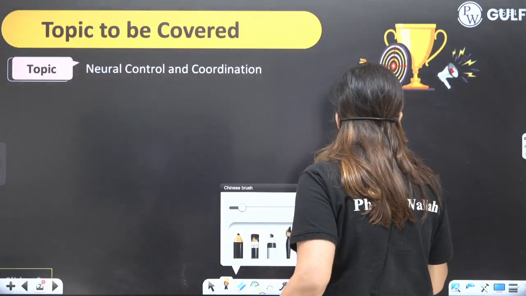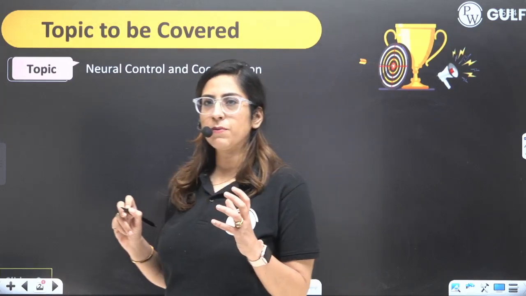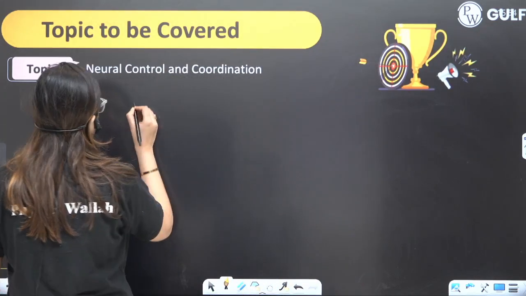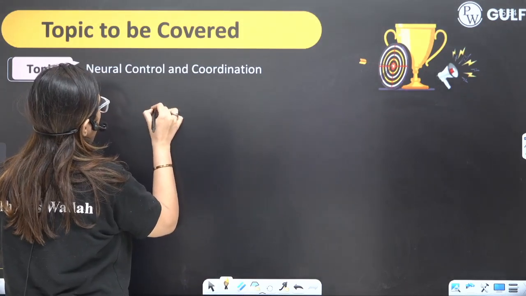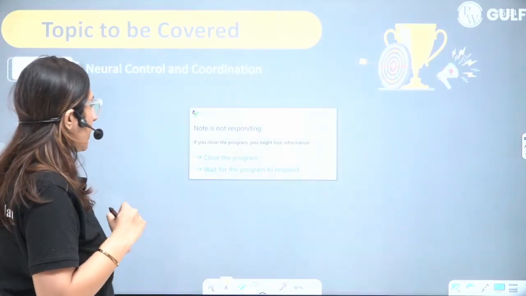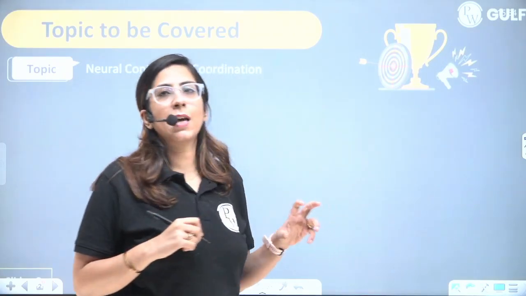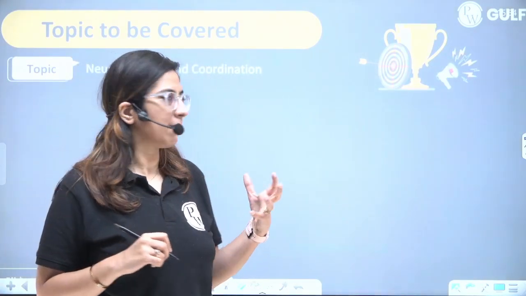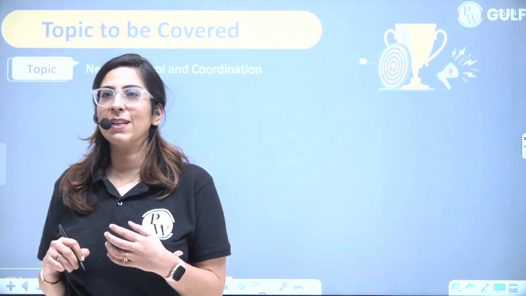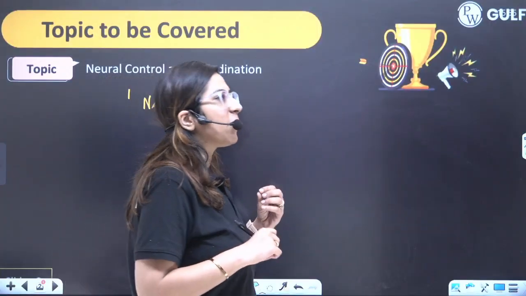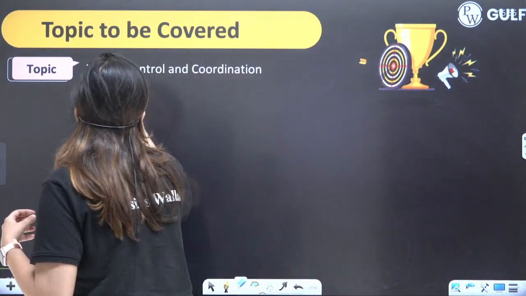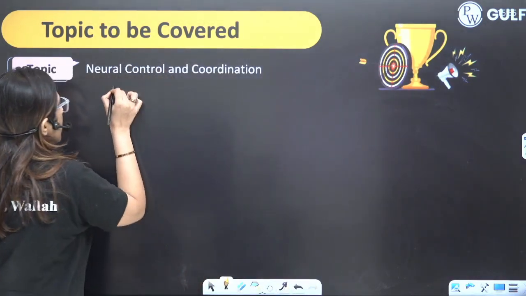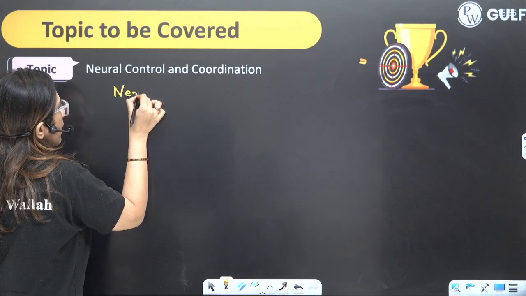What are the further subtopics of this chapter? The neuron. First, I will be talking about the nervous system. We'll wait for some time so that our screen is back. Yes, now it is back. So first, guys, we will be talking about the nervous system.